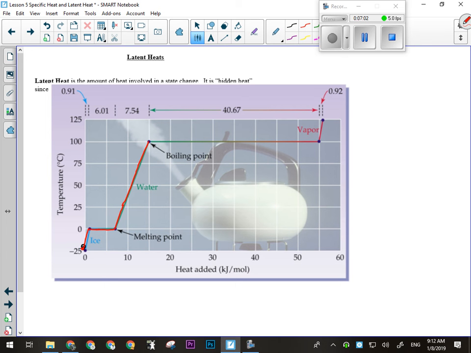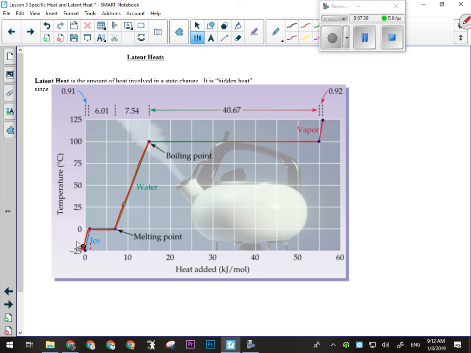It'll start to boil, exactly. When it's boiling, does its temperature change? No, it stays at 100 degrees Celsius until all of the water has boiled off into vapor or steam. Now I want you to look at how much energy is involved in each section here. How much energy was required to heat the ice?